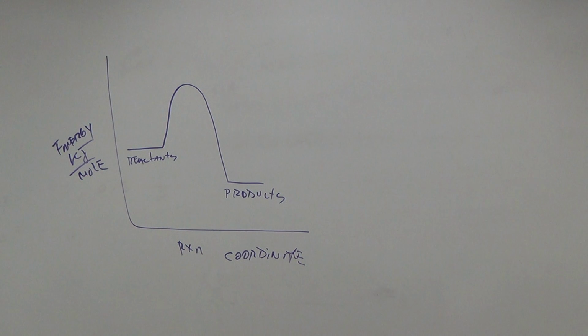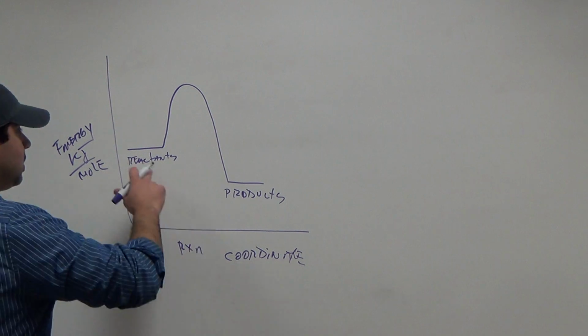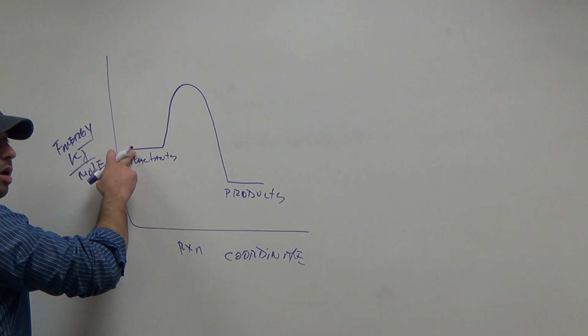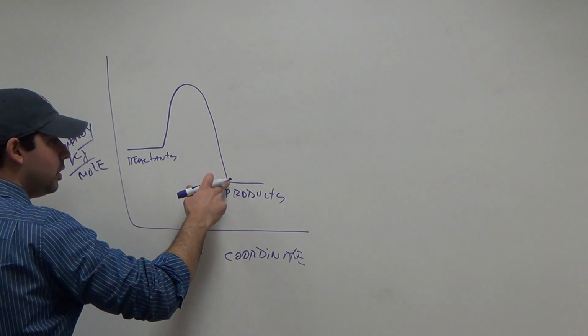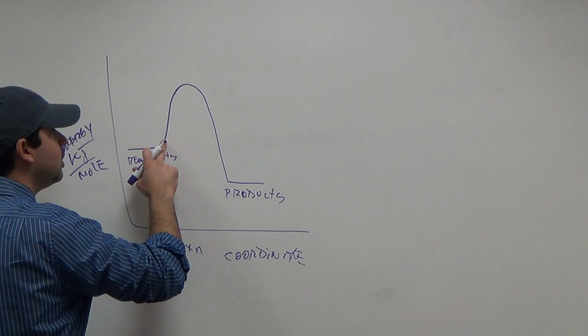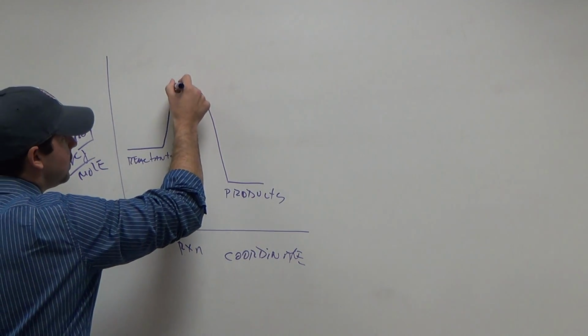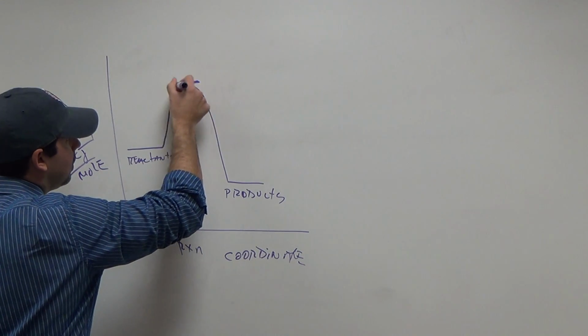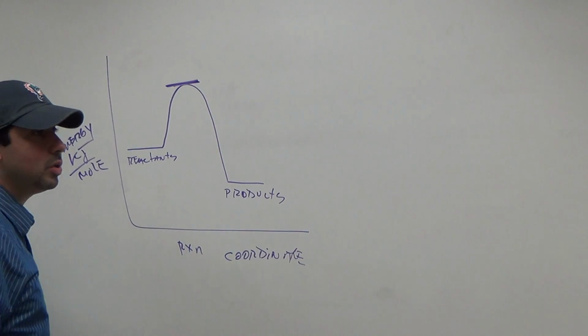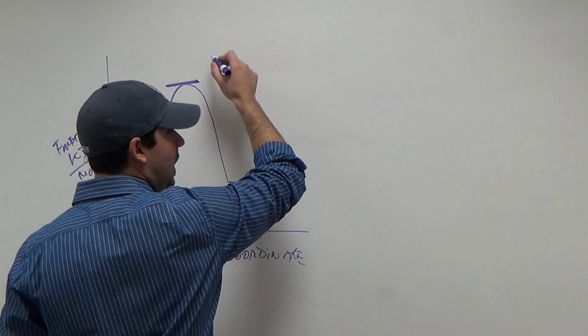So basically, the product is a lesser amount of energy. Yes. That's kind of weird. No, I'm going to explain it, okay? So here is the stability of the reactants. Here is the stability of the product. Here is an increase in energy. The top of this hill is called the transition state.